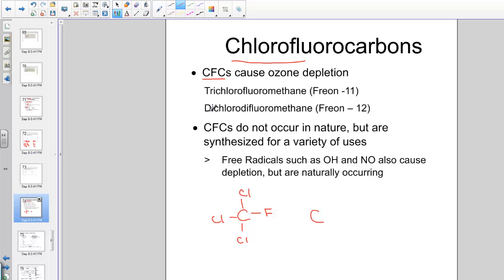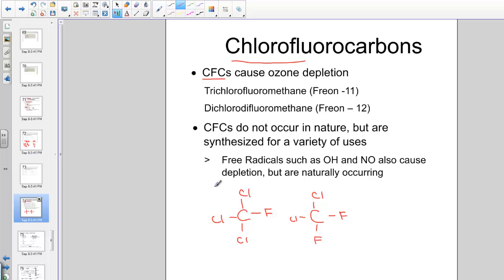Another molecule is called dichloro, 2 chlorines, trifluoro, 2 fluorines, methane, with that carbon in the center, and that's Freon 12. CFCs are not naturally occurring molecules. They are synthetic. They're made for a variety of uses, but they are very unstable in terms of reacting with ozone and cause the depletion of the layer.